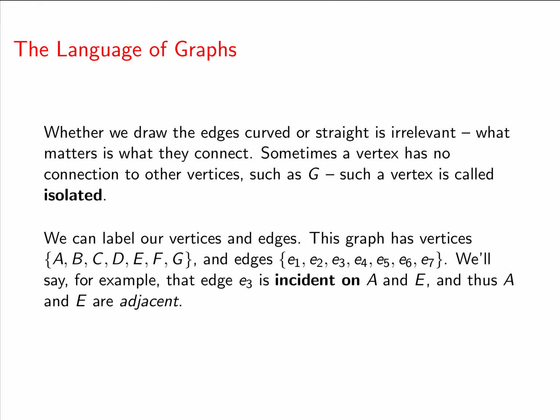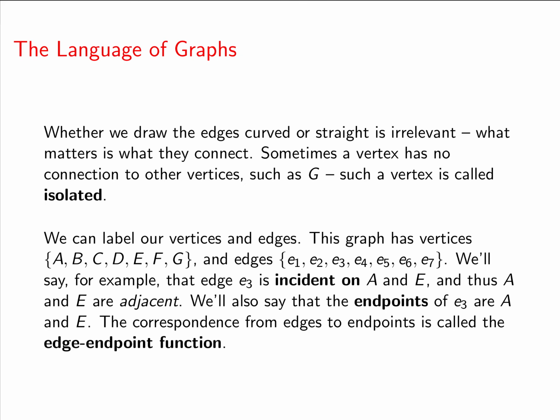We're going to say, for example, that edge E3 is incident on A and E, and thus A and E are adjacent. We're also going to say that the endpoints of E3 are A and E. So there's just some language that we need to get used to. The correspondence from edges to endpoints is called the edge-endpoint function.